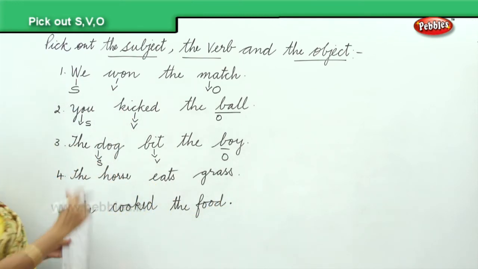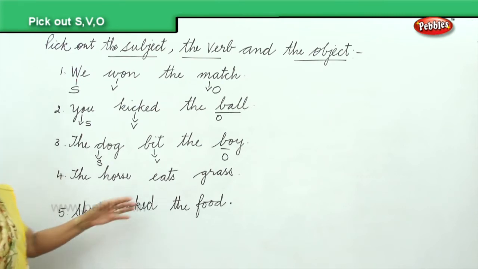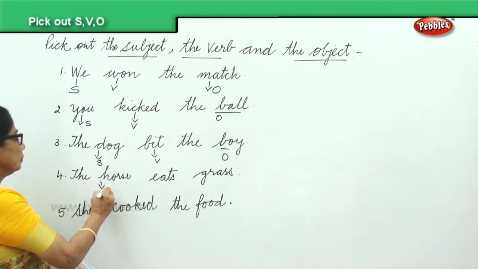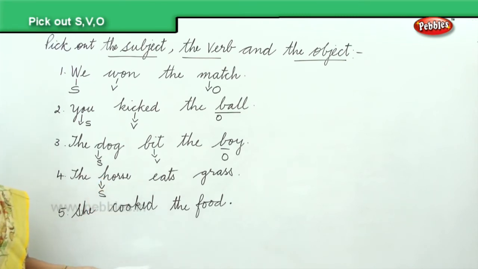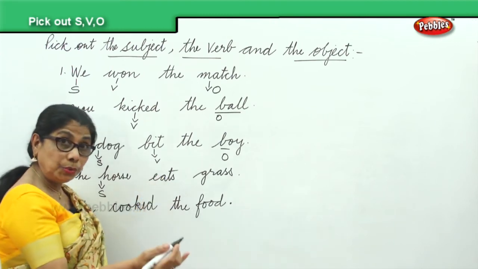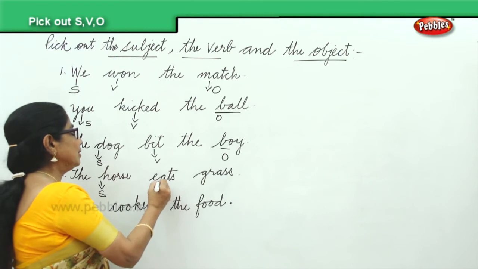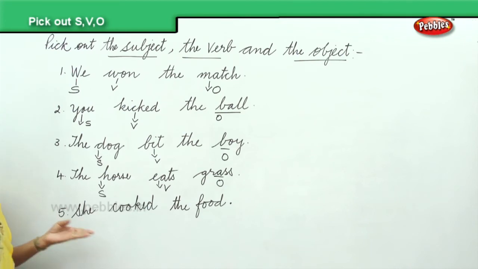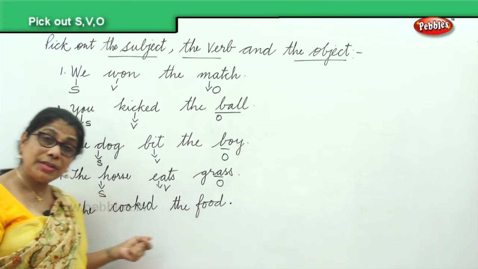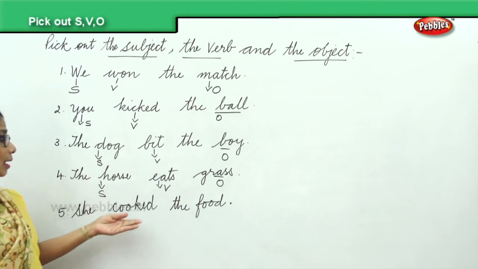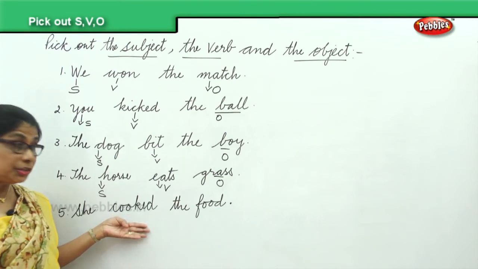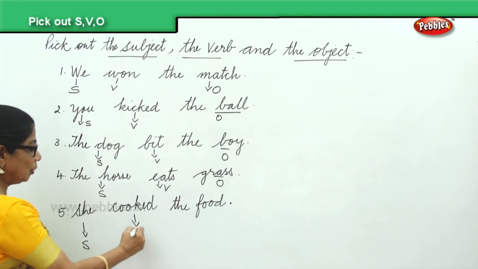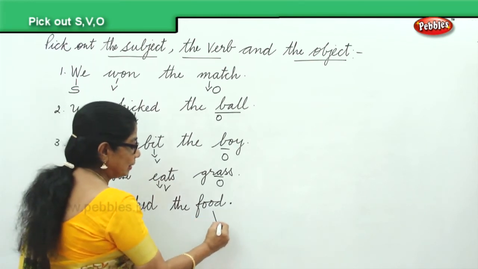And in this case, you have the horse eats grass. Horse is the subject. What did he do? The horse eats. What is he eating? Grass. So you have your verb, and finally, this is the object. Last we have, she cooked the food. She is the subject. Cooked is the action she's doing. What did she cook? The food. So she is the subject, cooked is the verb, and food is the object.